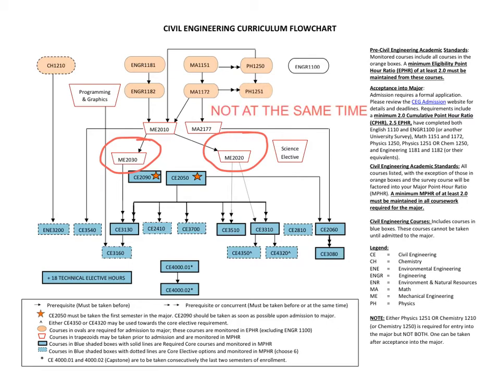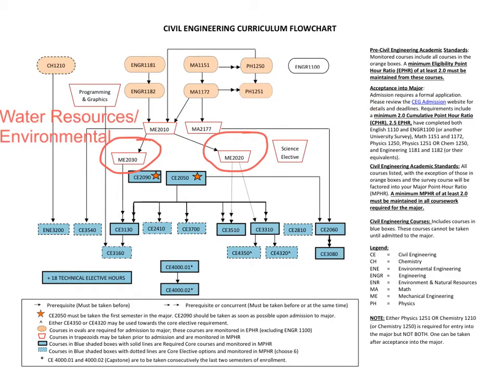So what I would suggest is, if you think you want to do something in the structural engineering field, possibly geotechnical engineering, or you're not sure at all what you want to specialize within civil engineering, I would definitely suggest taking ME 2020. If you're probably or pretty sure you want to do something on more of the environmental or water resources side, then I would suggest taking ME 2030 so that we can get you prepared for the fluid mechanics class.